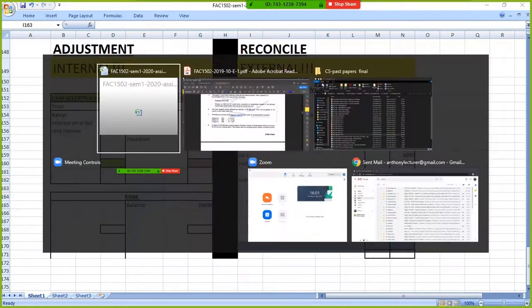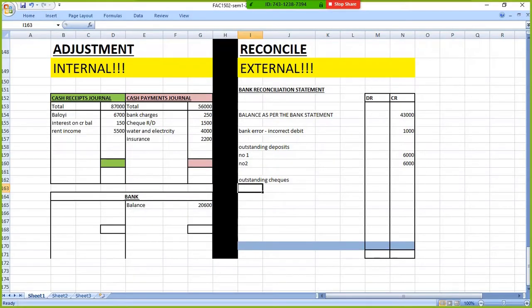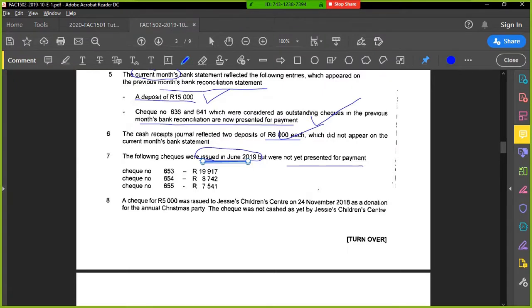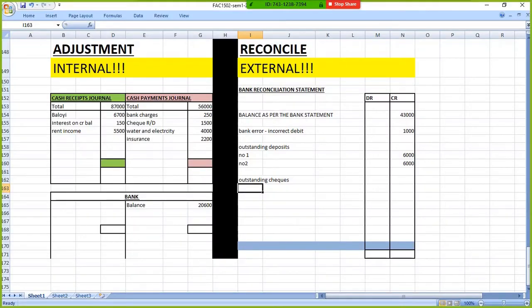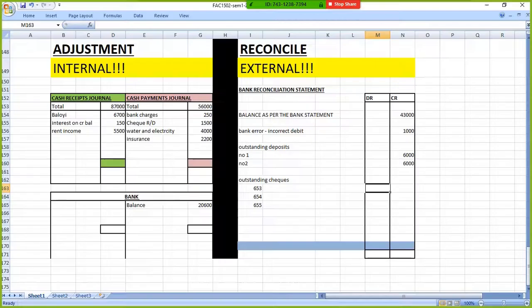Outstanding checks. That's because you've issued checks, you've paid someone, and they haven't deposited the check yet. So it's outstanding. They need to deposit the check before your bank will be debited. Does that make sense? Yes, thank you. Okay, let's just do this so I can see the amounts.